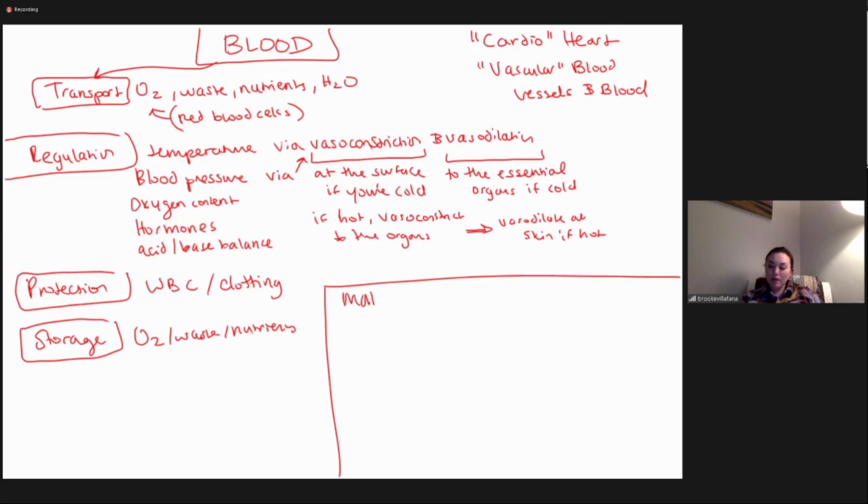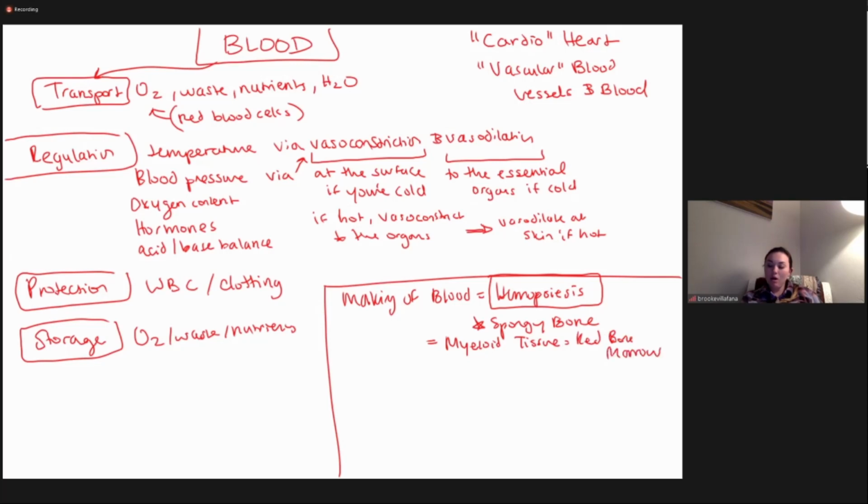hemopoiesis, right? The making of blood. We learned about that last week. Hopefully your wheels are turning, trying to remember, where was that made? Was that made in the spongy bone or the compact bone? It's the spongy bone, right? What are the other names for it? Myeloid tissue or red bone marrow. Remember, that was made where there are no osteons. It uses the trabeculae, right? All that stuff sounding familiar.